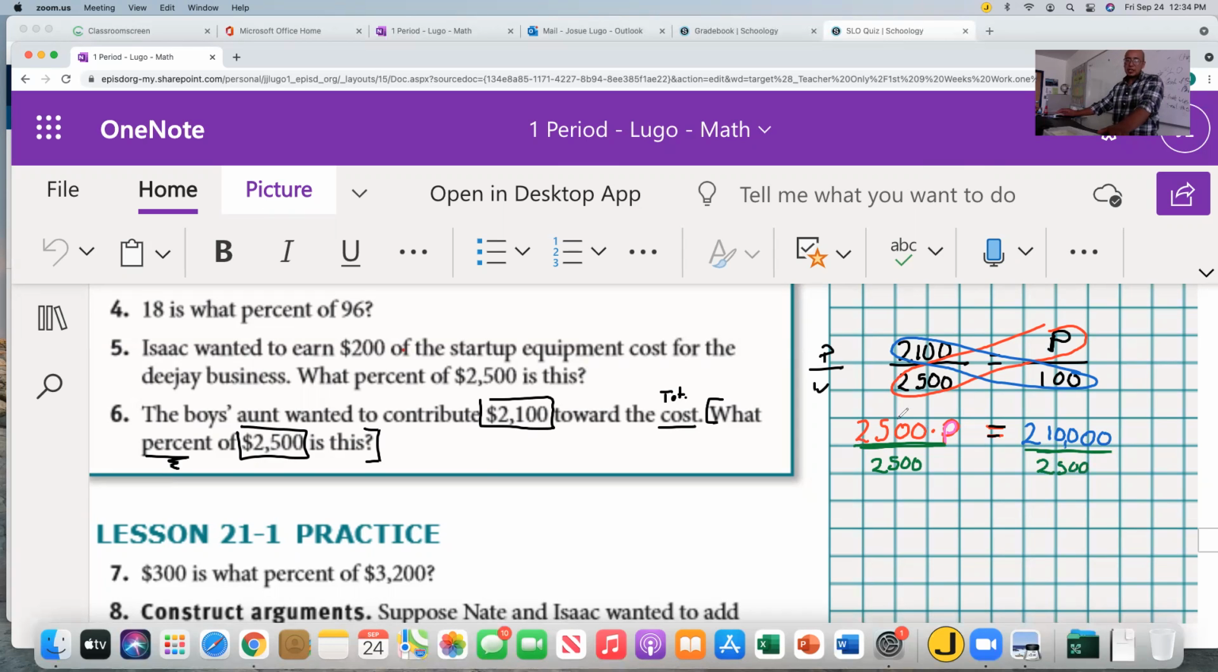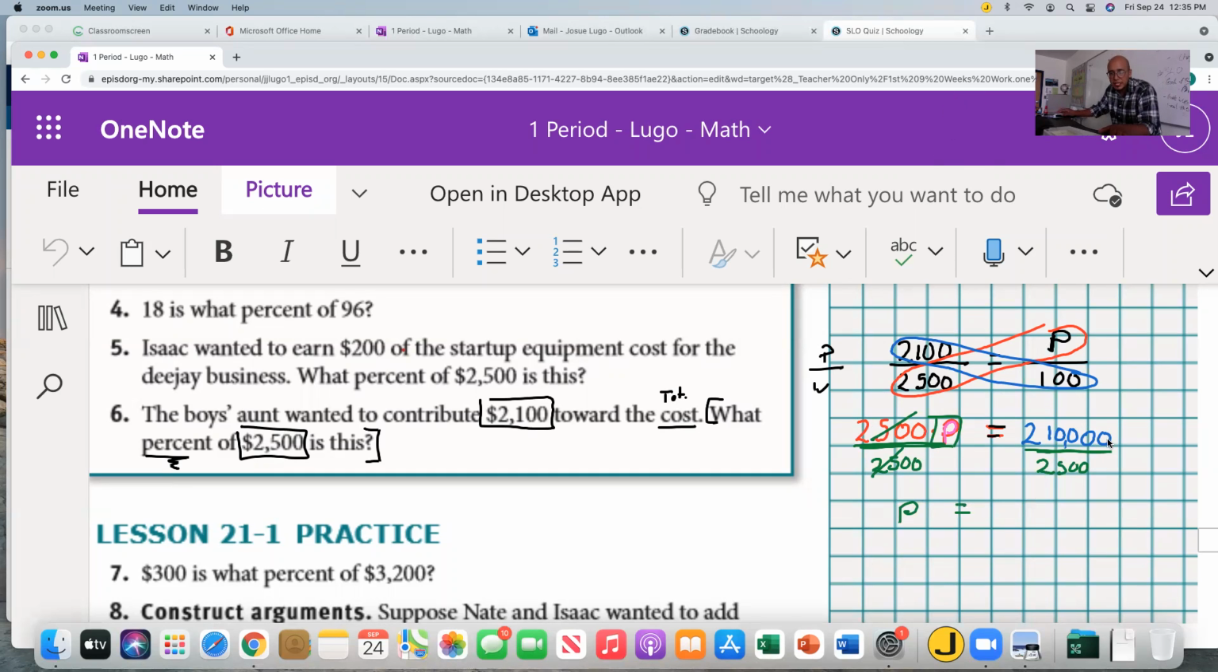Why am I dividing by the number next to the letter? Because I don't want that number. I'm only interested in P. All right. So if I divide by that number, that gets rid of it. I'm left with P. And that's going to equal whatever 210,000 divided by 2,500 is.